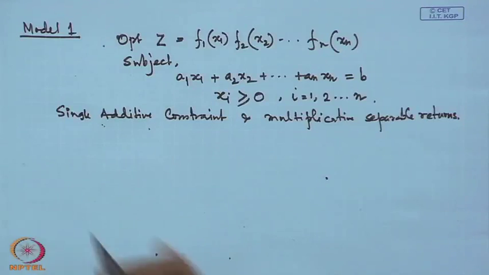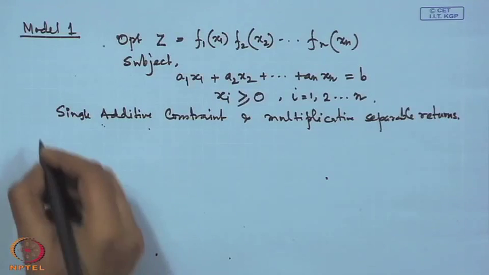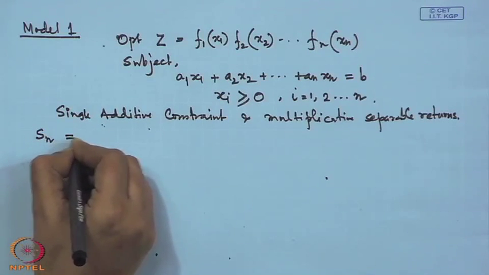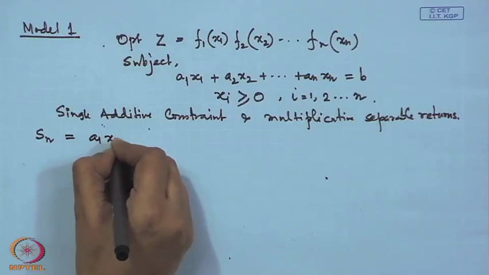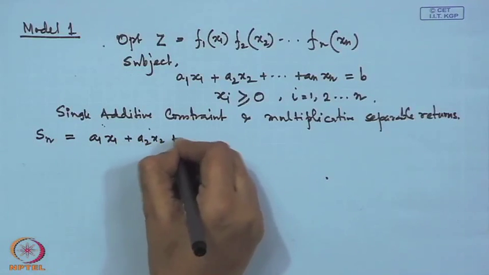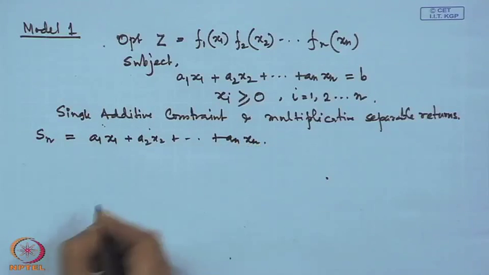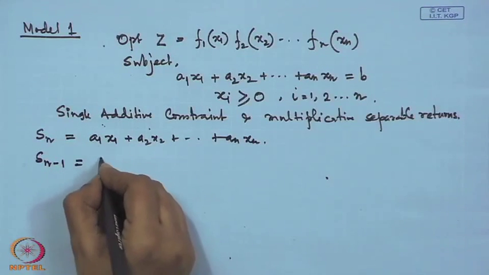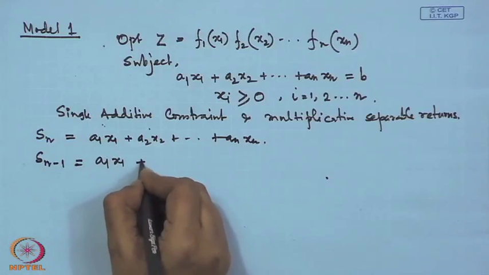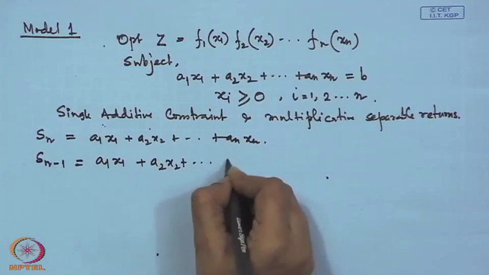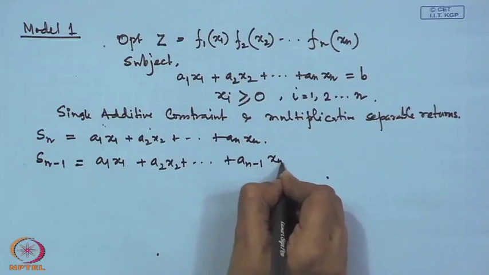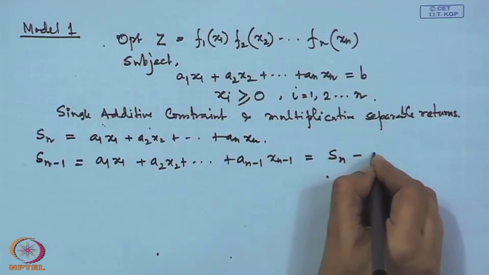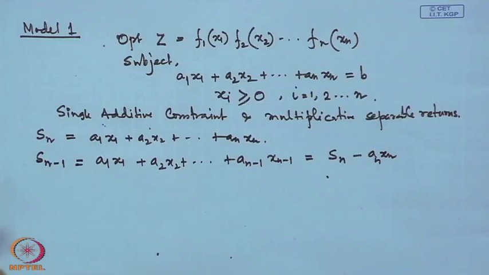Now, let us consider there are n stages, and for the first stage, when n is equal to n, the corresponding state variable we can declare as Sn equals a1 x1 plus a2 x2 up to an xn. Let us move to the next state, Sn minus 1, which we consider as a1 x1 plus a2 x2 up to a(n minus 1) x(n minus 1). Then we can write this as Sn minus an xn.